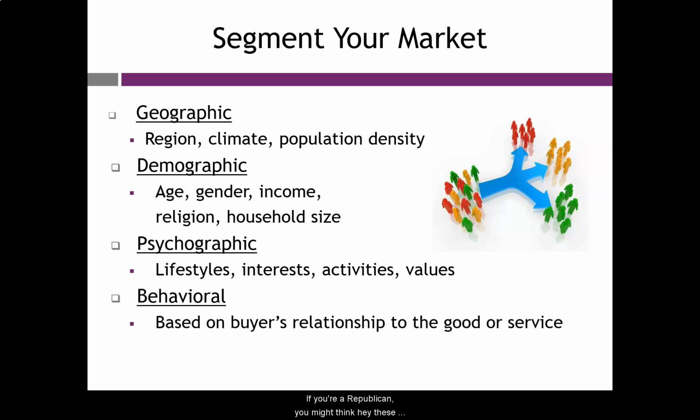If you're a Republican, you might think, hey, these groups are pro-life. How do we reach them? These groups are pro-business. How do we reach them? Libertarians. How do we reach them? Religious voters. How do we reach them? They might all tend to vote Republican, not necessarily, but tend to, but you reach them all in different ways.